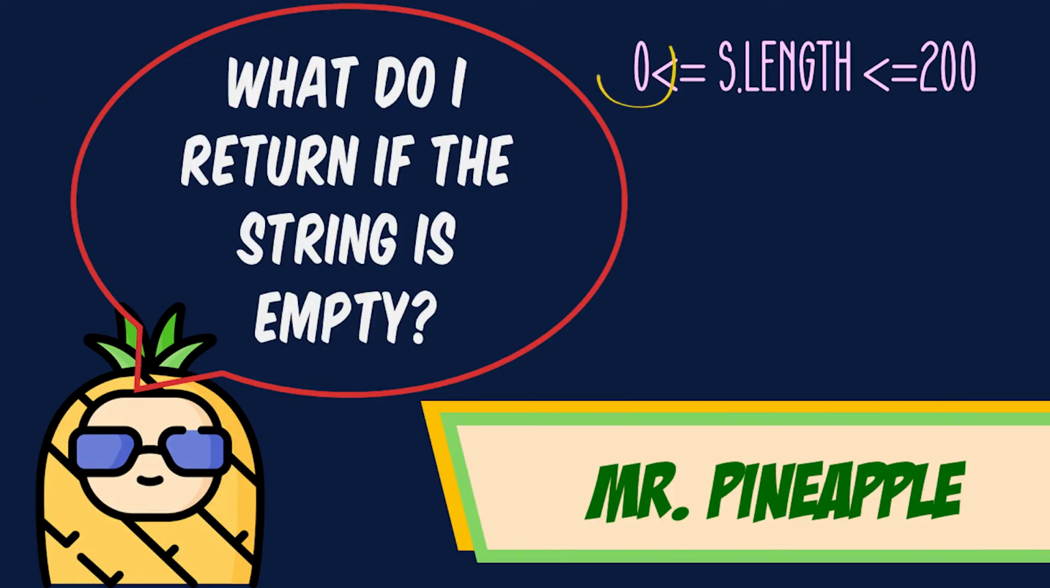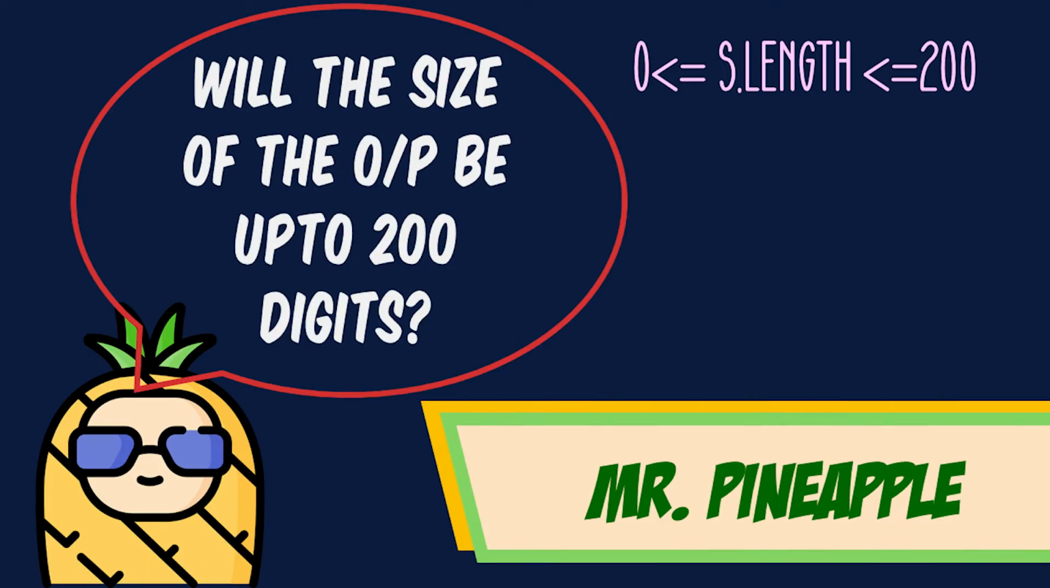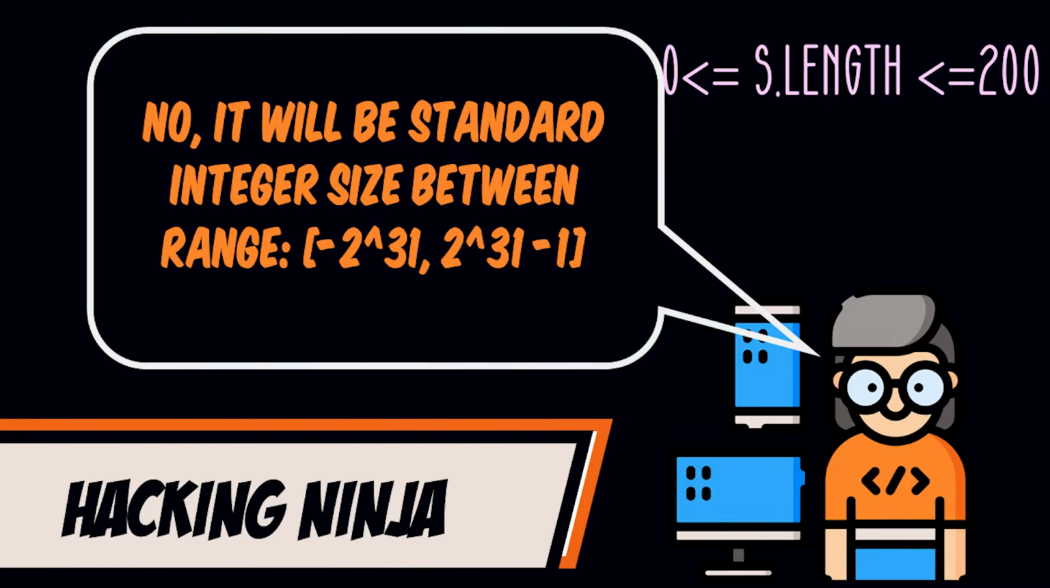So what do we return if there are 0 characters present in the string? We just return 0. There is a possibility that the string could have up to 200 digits. Can the output value also have up to 200 digits? No, the output value can be the standard integer size, which is 2 raised to 31 minus 1 on the positive end and minus 2 raised to 31 on the negative end. If there is an integer larger than these sizes, just return the maximum number on each end.